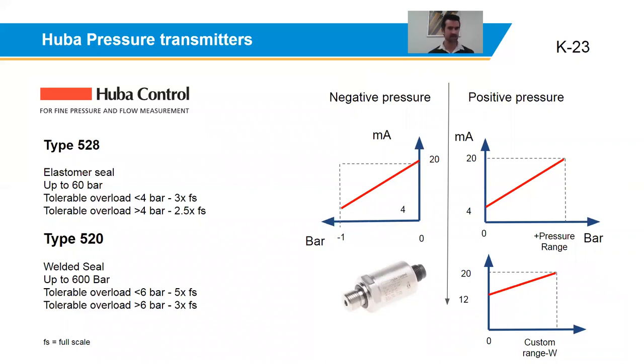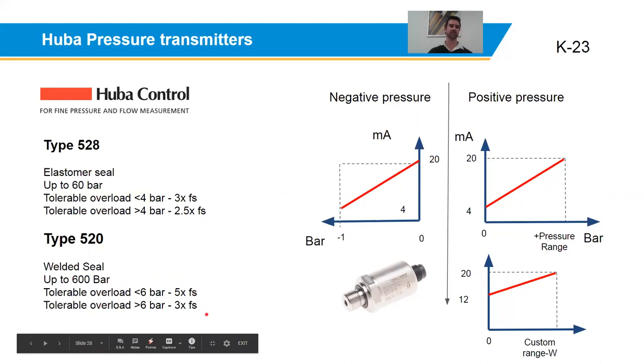So the 528 has an elastomer seal and can tolerate around 2.5 to 3 times full scale pressure. So if it's say bigger than 4 bar pressure transducer, it can handle 2.5 times that rated pressure. The 520, on the other hand, has a welded seal, and it can go up to 600 bars because of that. And also the tolerable overload has increased because of that welded seal technology.